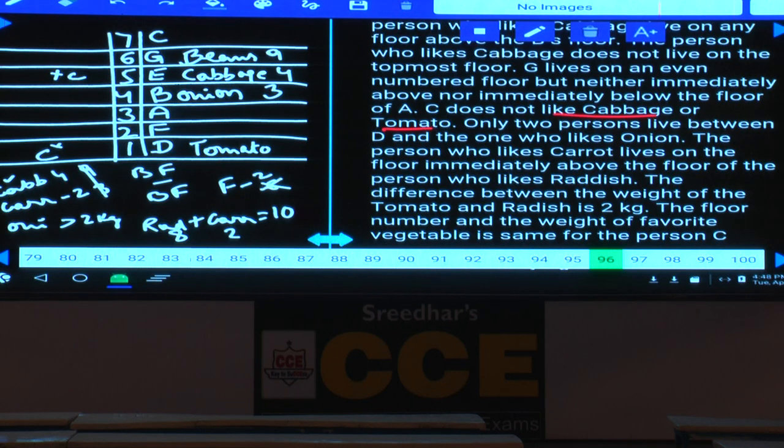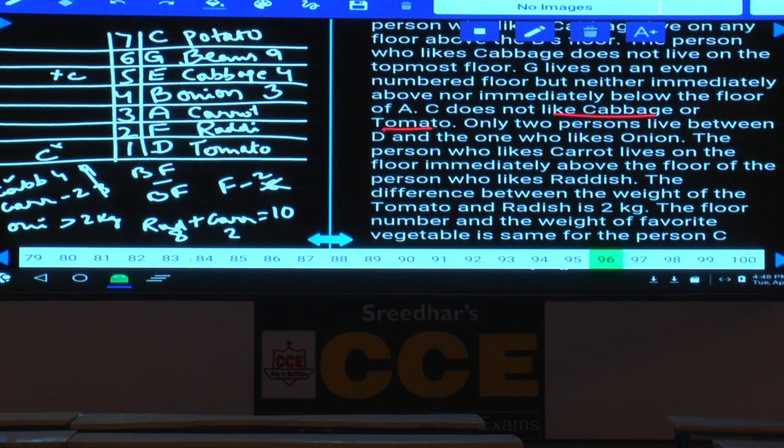The person who likes carrot lives on the floor immediately above the floor of radish. The only possibility is that carrot must be on the third floor and radish must be on the second floor. And the vegetable left over is potato. The one who likes potato must be on the seventh floor.